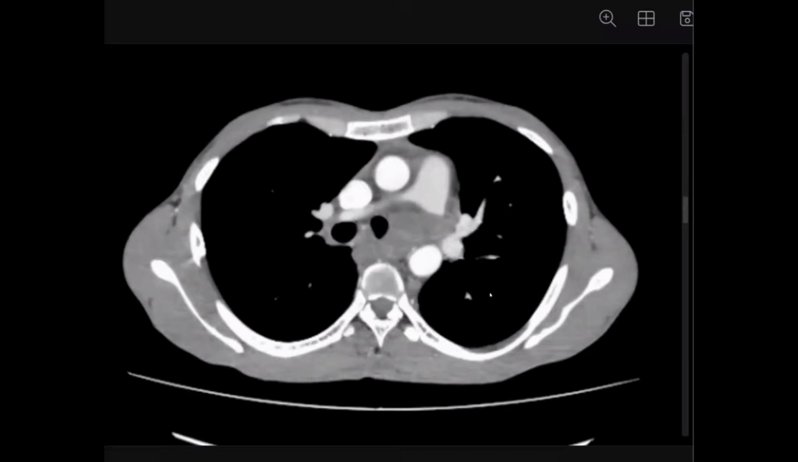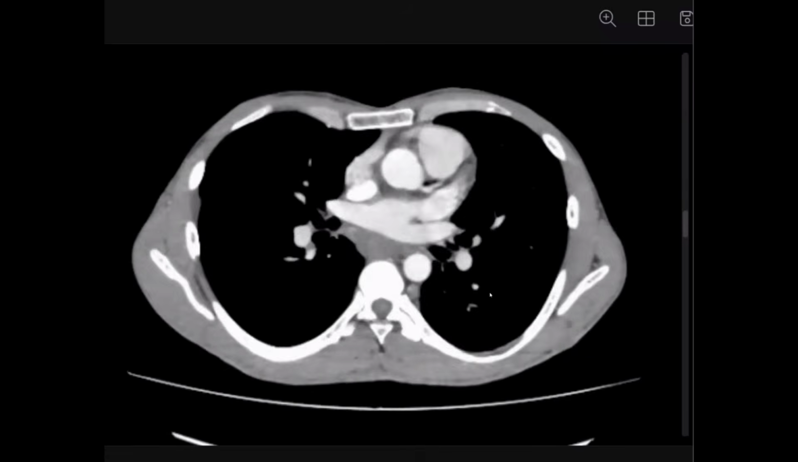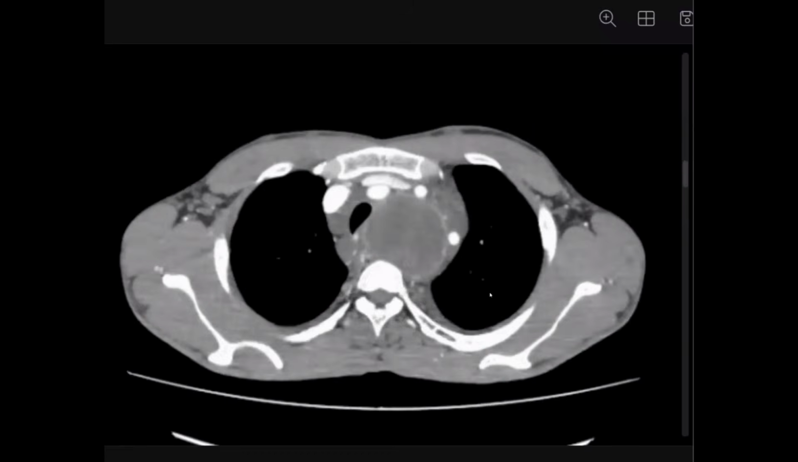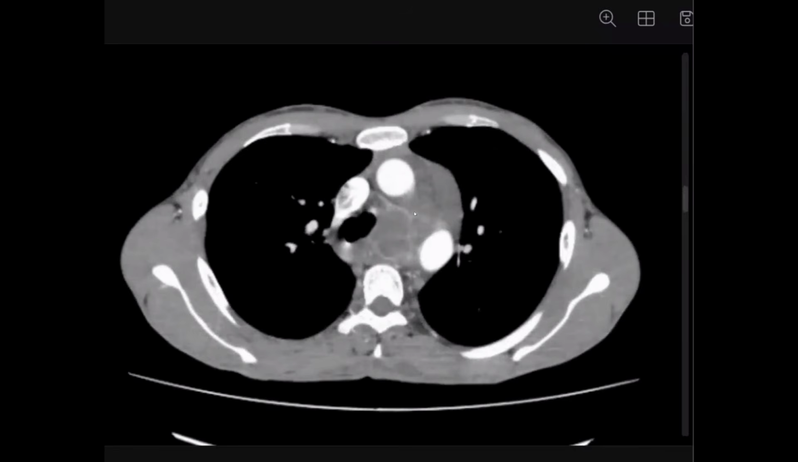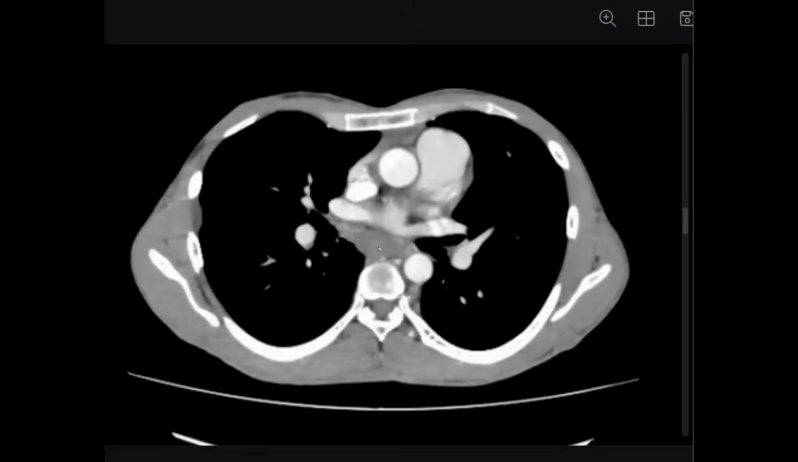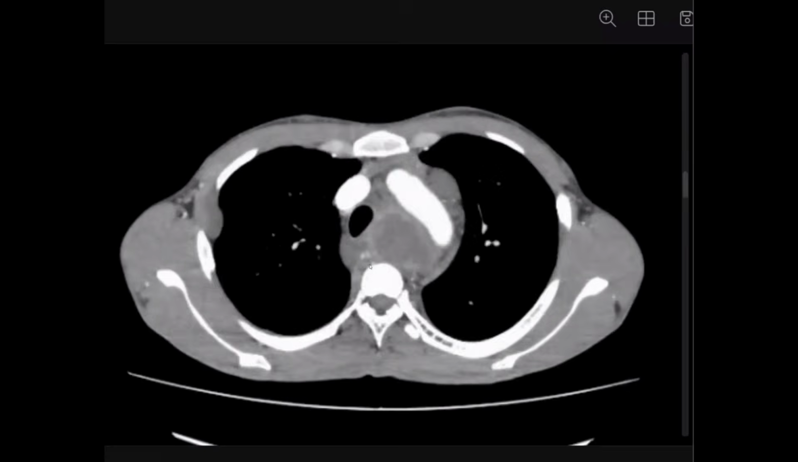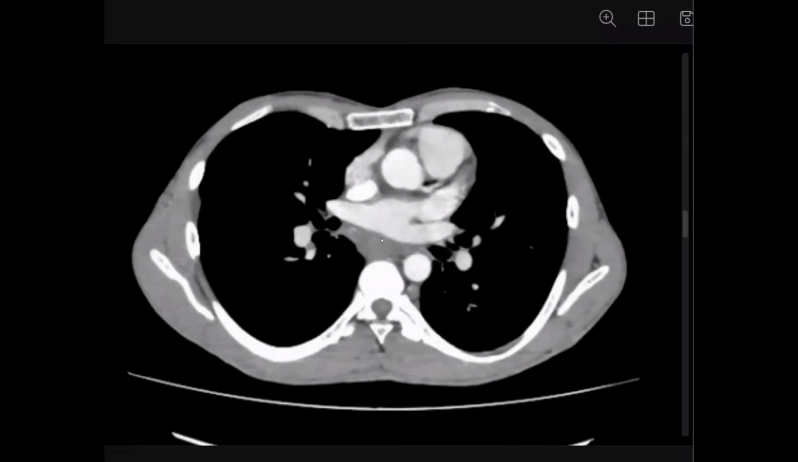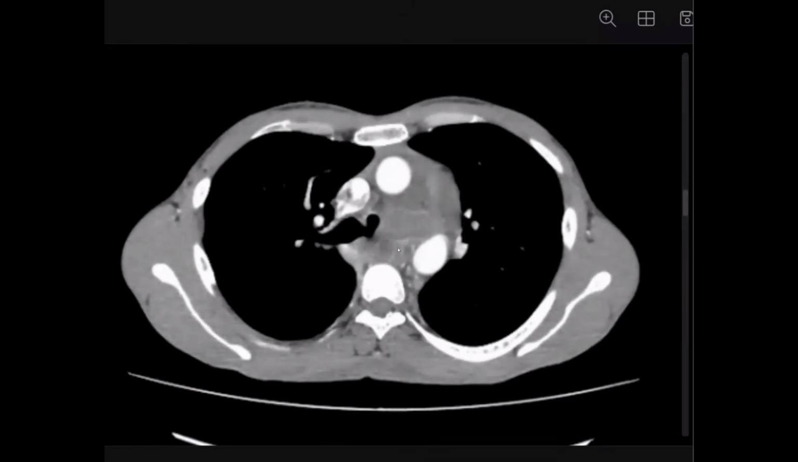There are also multiple other hypoenhancing nodal masses in the prevascular space, aortopulmonary space, the left paratracheal, paratracheal and retrotracheal, subcarinal region. Okay, perfect. What's your differential diagnosis?